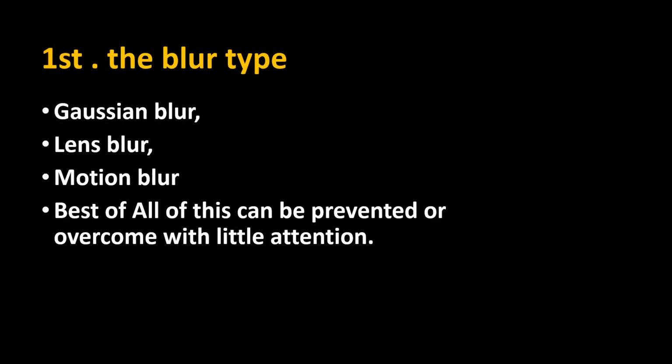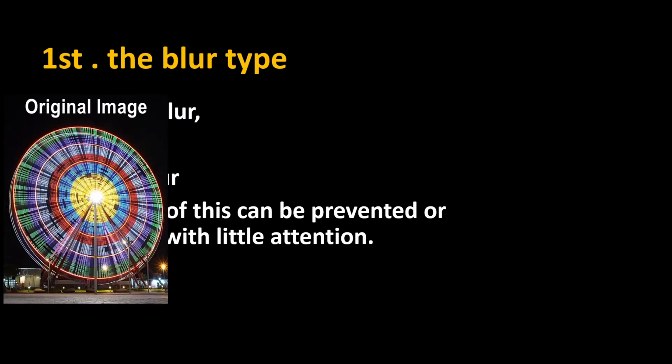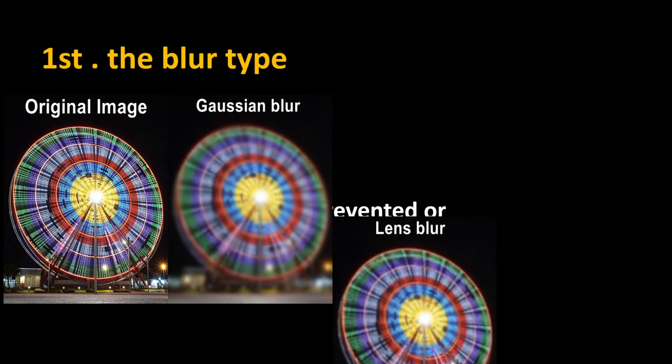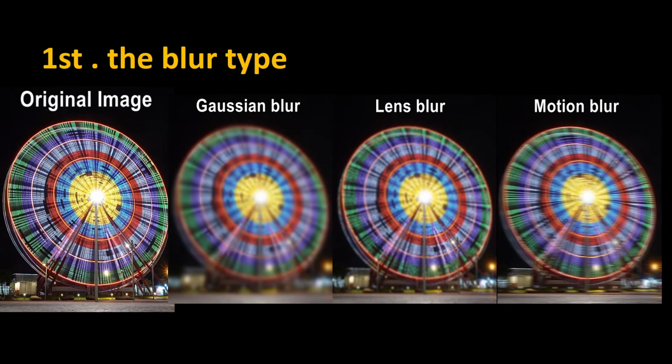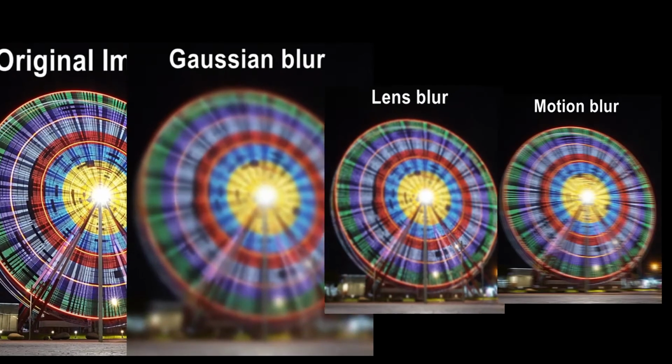First is the blur type: Gaussian blur, lens blur, motion blur. Best of all, these can be prevented or overcome with little attention.